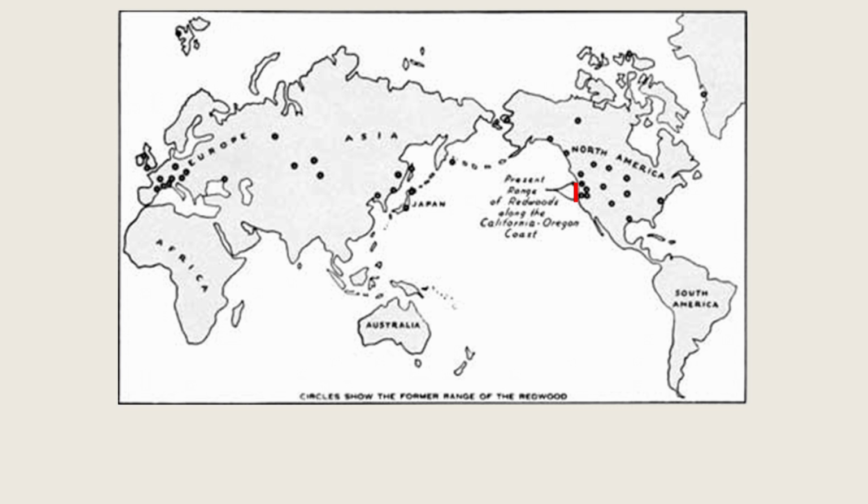And then the little red area there, right here, that's California. That's all that's left of sequoia itself. There is another species up in the Sierras.